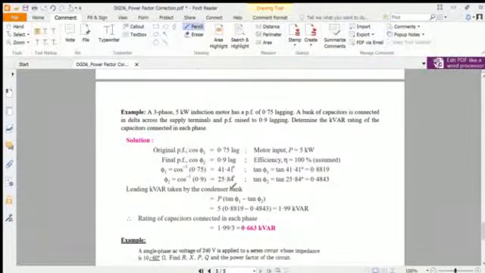And the next example: here it's a three-phase 5 kilowatt induction motor. The motor is always an inductive load, and the power factor is 0.75. A bank of capacitors is connected in delta, so since it is three-phase, there is a mesh connection here. By adding the capacitors in all the branches, the power factor is improved to 0.9. Now we have to determine the kVA rating supplied by the capacitor in each phase.